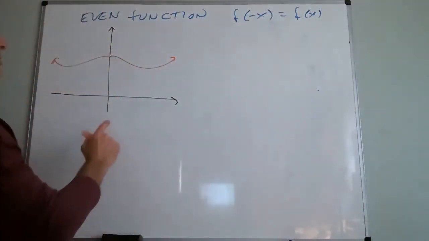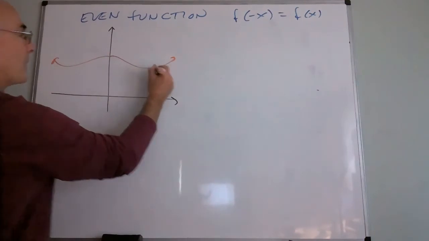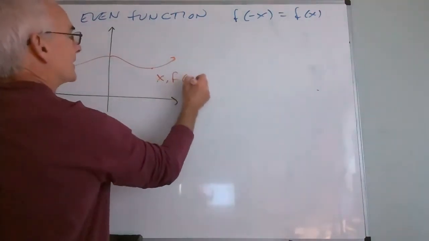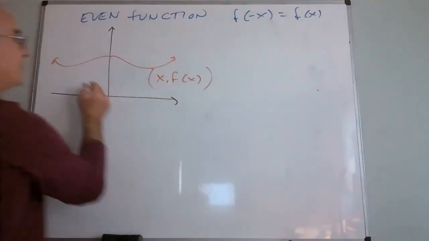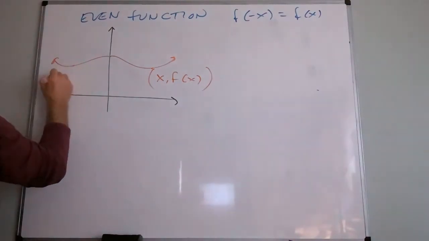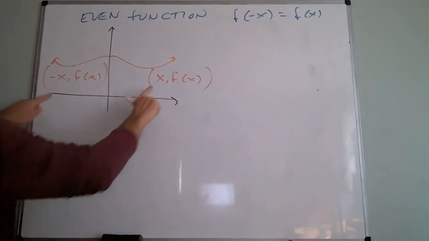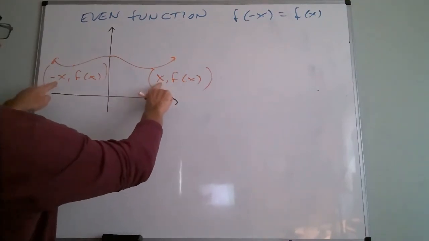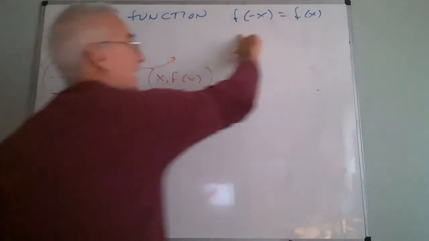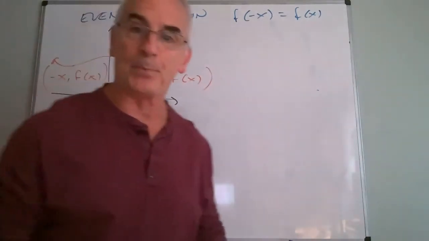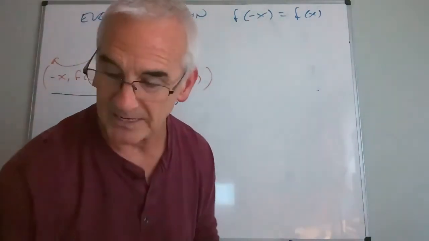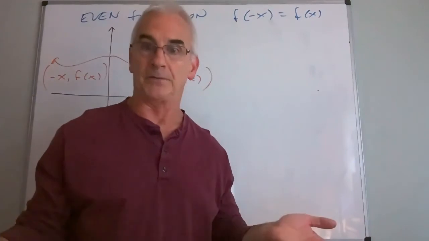So an even function is anything, you see, if that point right there were x comma f of x, then this mirror point over here is negative x comma same y value. In other words, when I inserted x and negative x, I got the same y value. That's what this means. Now, an example of an even function would be any polynomial of even degree.